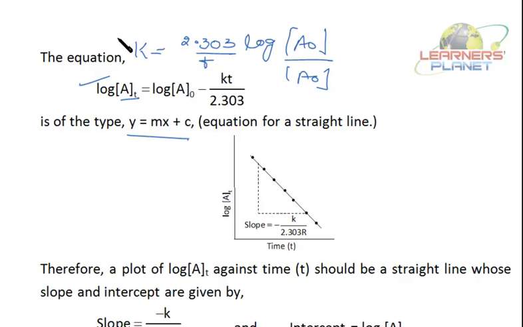So the integrated rate equation for the first order reaction can be written in the form of the straight line equation, that is y is equal to mx plus c, and the graph which is plotted between the values of log At and time comes out to be a straight line with a slope equal to minus of K by 2.303. It's not R. R is not here in the equation. Right? So this is the slope of the graph.